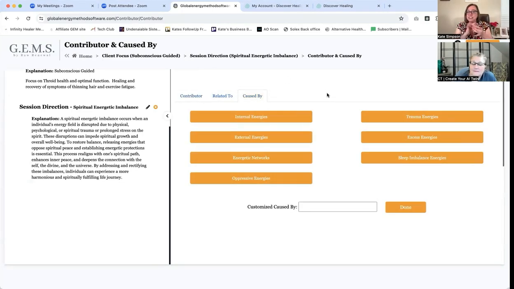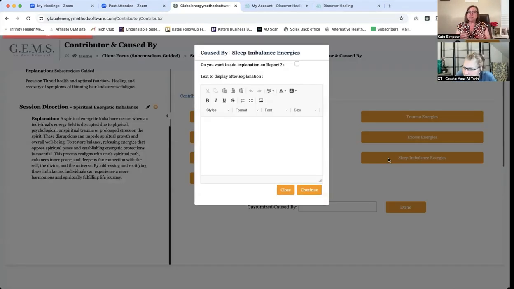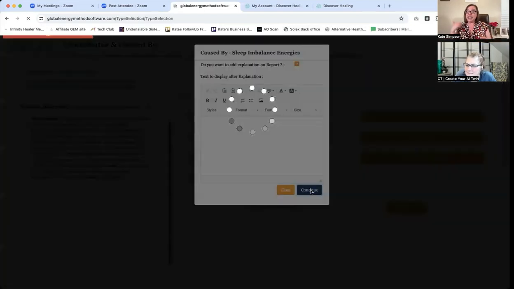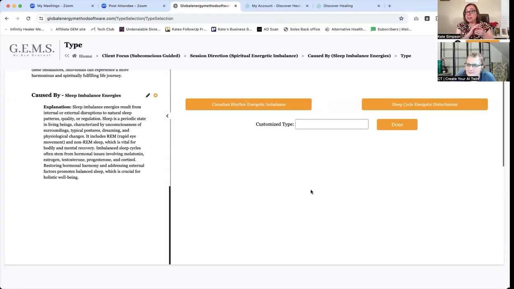And this is, again, just a menu of different types of imbalances that could be coming up. So right now we have a sleep imbalance energy that is contributing. Is this contributing to thinning hair? Yes. Is it also contributing to the exercise fatigue? No. So it's more so affecting your hair, this sleep imbalance energy.